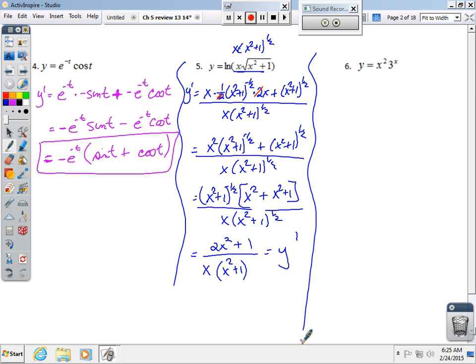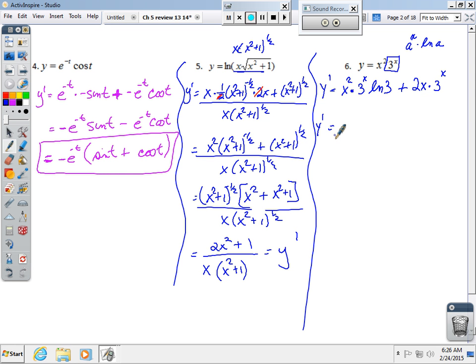Okay, continuing on. Man, it's early to be doing this. What number? 6. So 6 is a product rule. So the first, the derivative of this is going to be a to the x times the ln of a. So the derivative of that's just going to be 3 to the x ln of 3. And then the derivative of the first, which is 2x times 3 to the x.